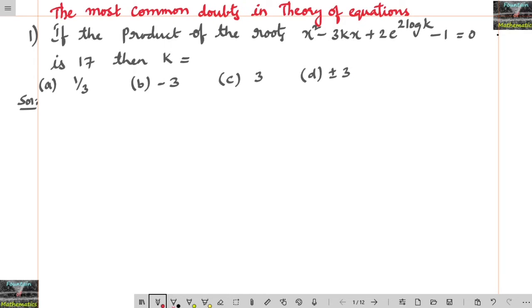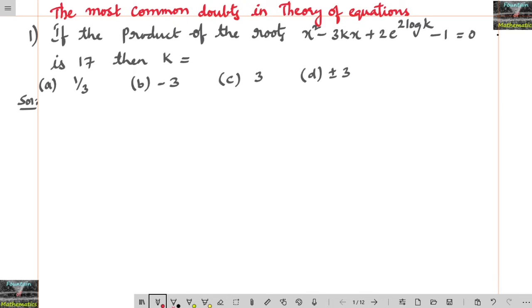First one. If the product of the roots of x square minus 3kx plus 2 e to the power 2 log k minus 1 equals 0 is 17, then k is equal to: option A, 1 upon 3; option B, minus 3; option C, 3; and option D, plus or minus 3. Here many students will be confused with the options like plus 3 or minus 3 and plus or minus 3. Let us see very clearly how to get the solution properly.